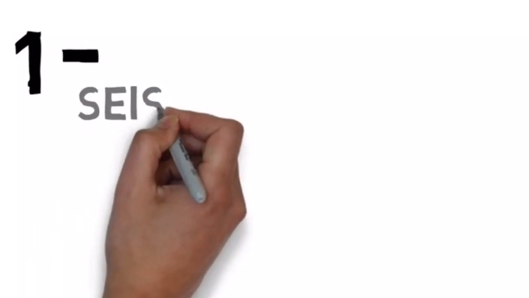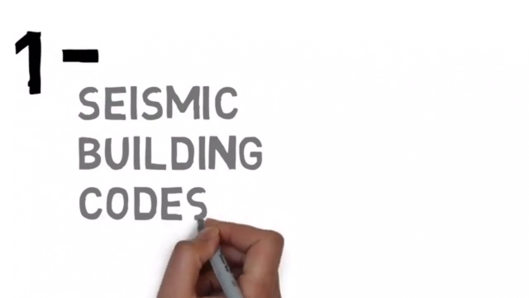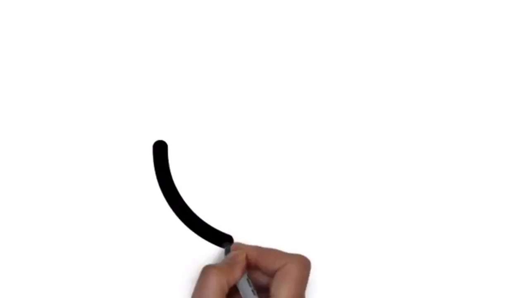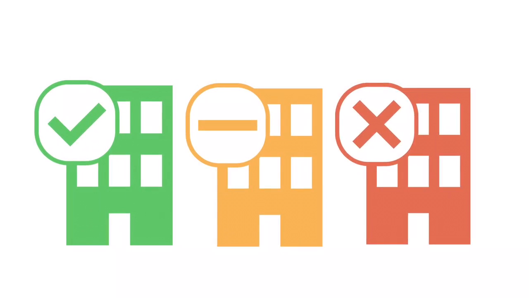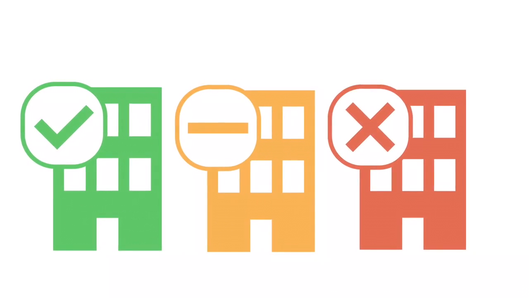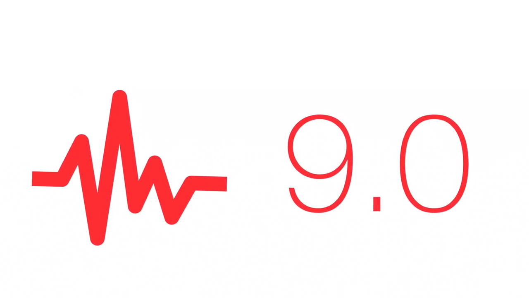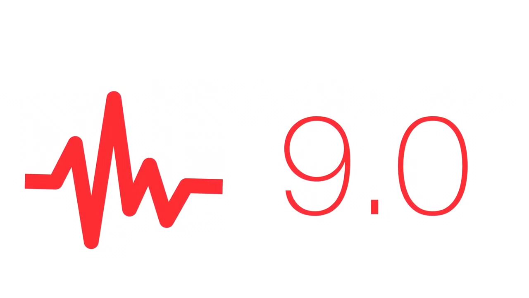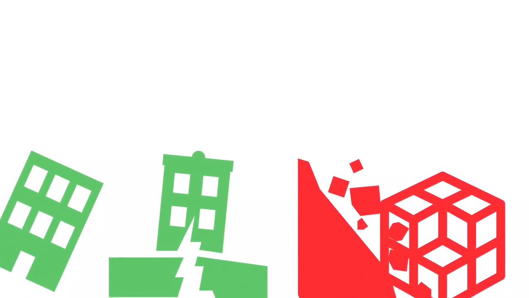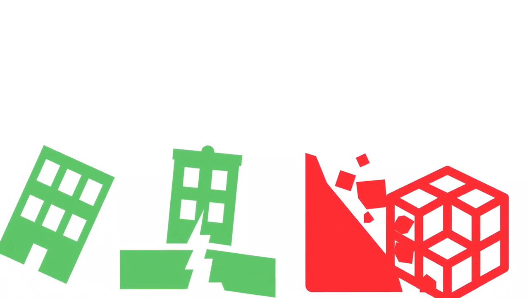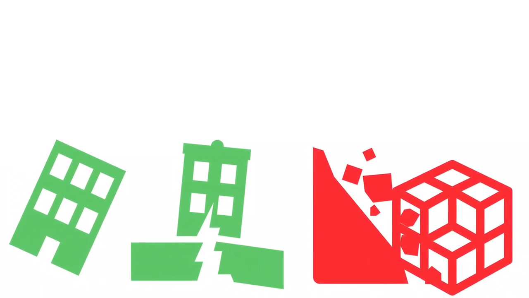Number 1. Seismic building codes. Each building in Chile is given a code which determines if it can withstand an earthquake or not. Those not accepted by the standards of these regulations are deemed as unfit for use and demolished. The regulation states that all new buildings must be able to survive a 9.0 magnitude earthquake. The building can tilt or crack during the earthquake, and it can even be declared unfit for future use, but it must not collapse.